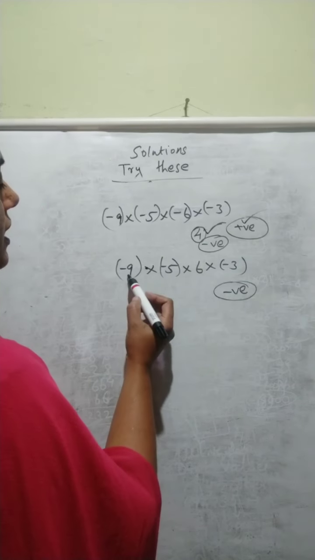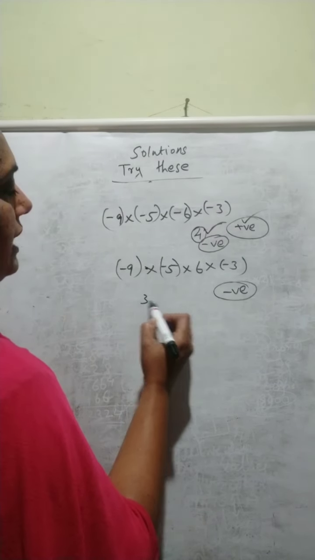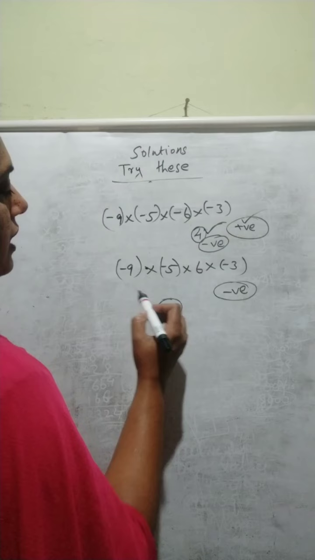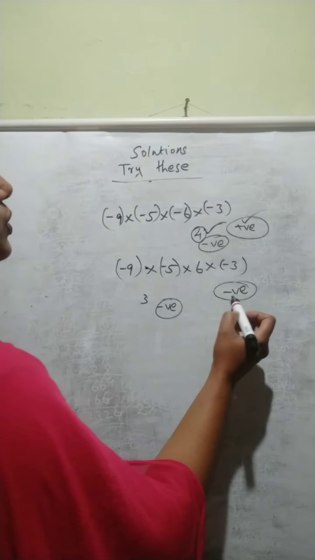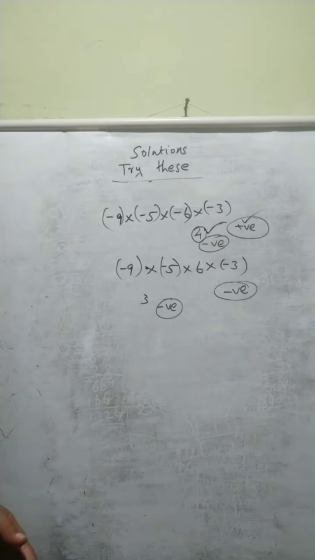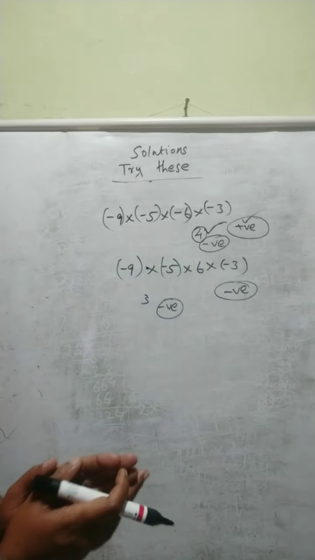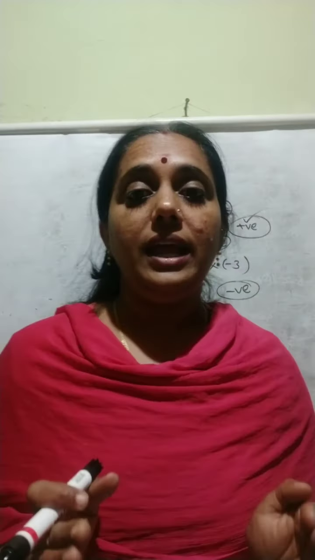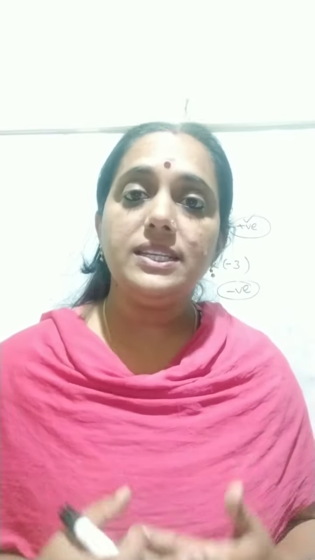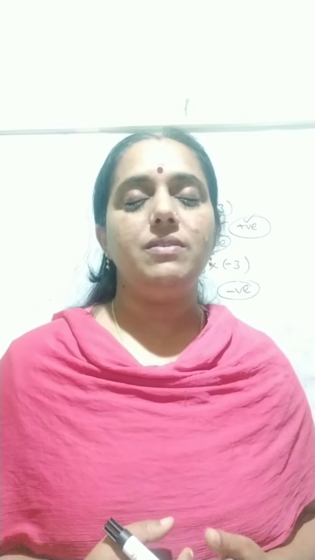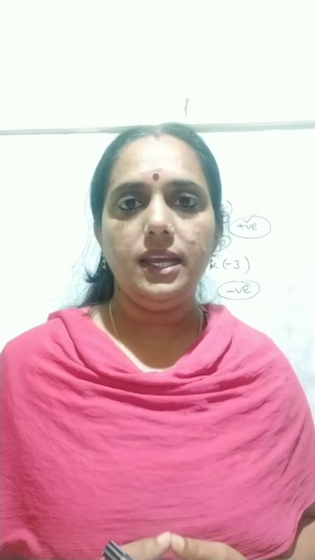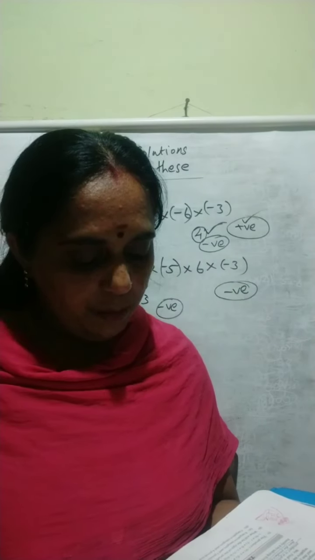But here 1, 2, 3. 3 negative integers are there. 3 is an odd number. So the answer will be negative. Okay, how many negative integers are there? If it is 5 negative integers, then the answer will be negative. But if it is 6 negative integers, the answer will be positive. Clear? Next question is, what will be the sign of the product if we multiply together 8 negative integers?